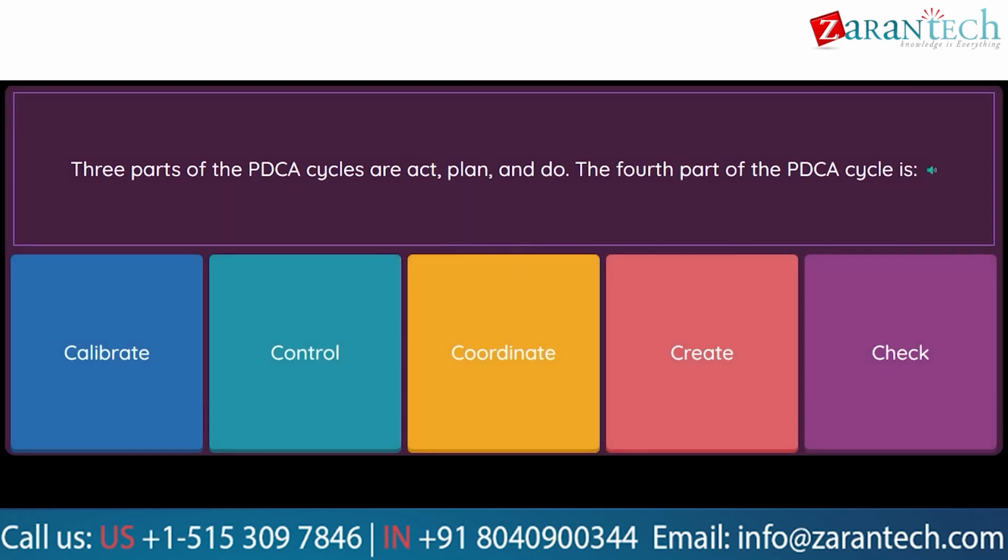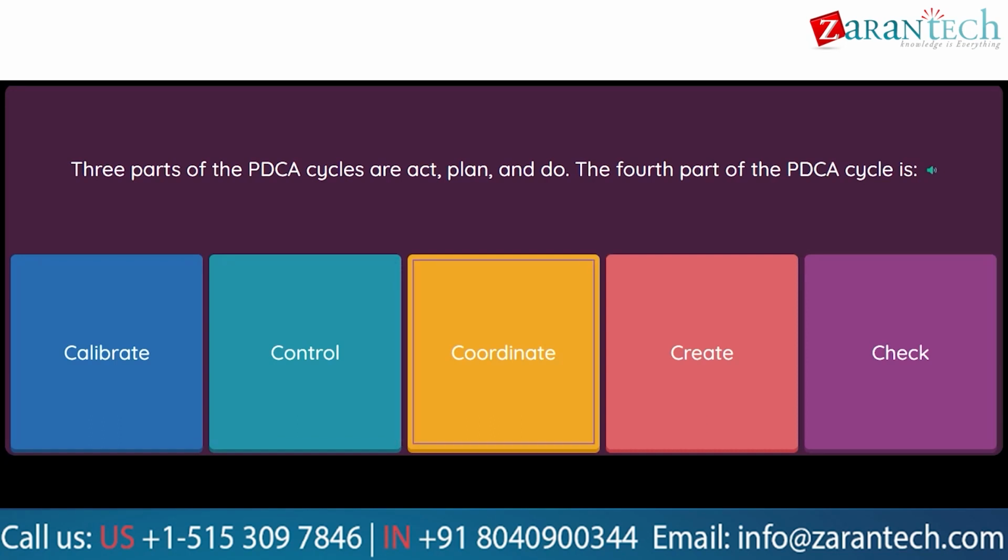Question: three parts of the PDCA cycle are act, plan, and do. The fourth part of the PDCA cycle is Option 1 calibrate. Option 2 control. Option 3 coordinate. Option 4 create. Option 5 check.